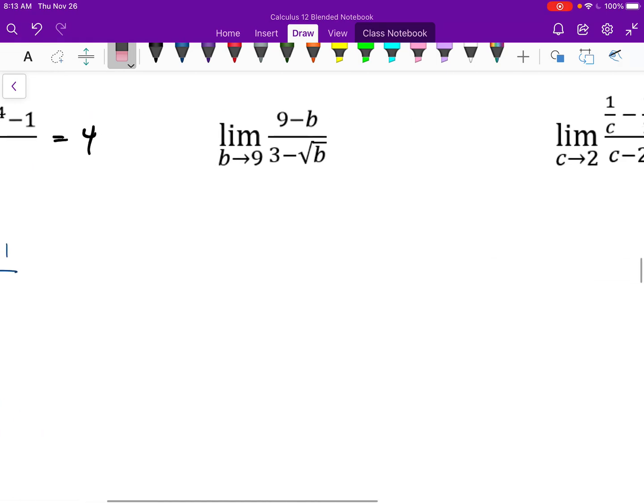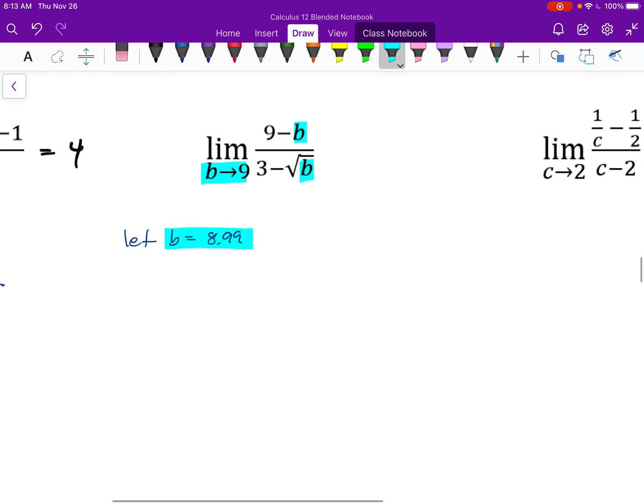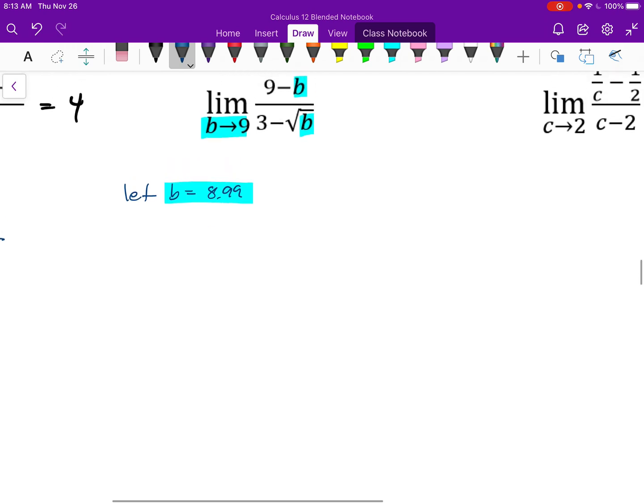So let's look at this one here. As b approaches 9, of this expression here. Again, I can't tell what this looks like right away, but I can pick a number really close to 9. And so for this, I'll say let b equal, I'll start with 8.99. And so this expression becomes 9 minus 8.99. All right, type that into a calculator, and I get about 5.99.